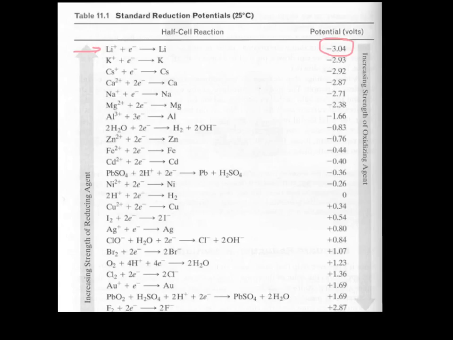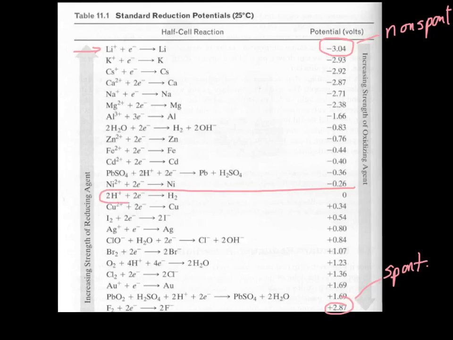When lithium ion goes to lithium metal, the voltage is negative 3.04. The more negative it is, the more non-spontaneous it is. So for lithium ion to go to lithium metal doesn't happen very often. The more positive it is, the more spontaneous it is. We'll talk more about this table in a bit, but right now we're just looking at numbers. In the middle of your table, all of them are relative to hydrogen ion plus 2 electrons gives you hydrogen gas. That has 0 volts.